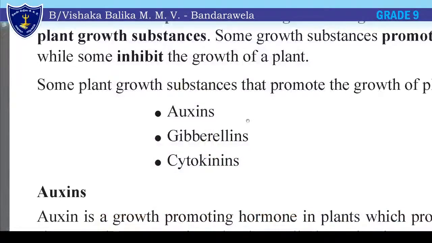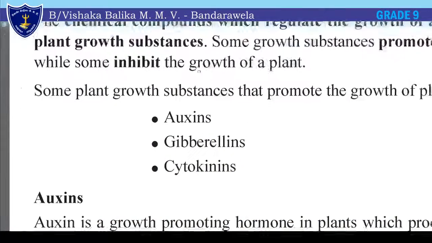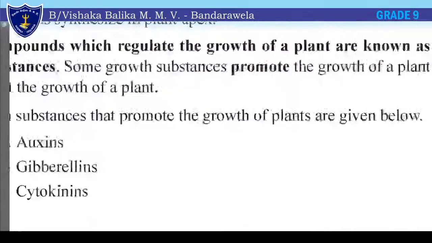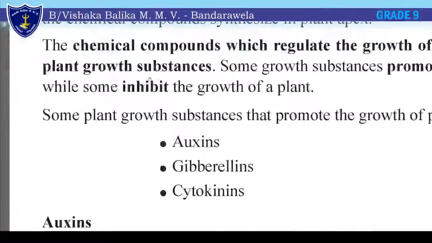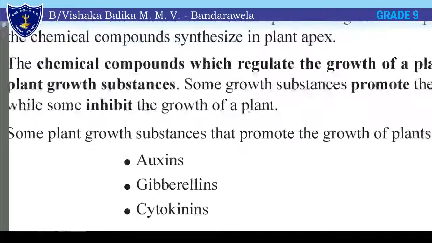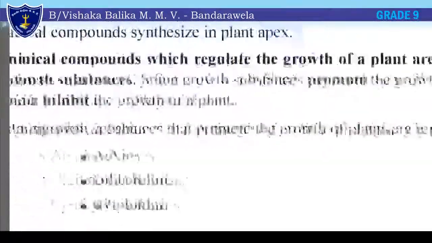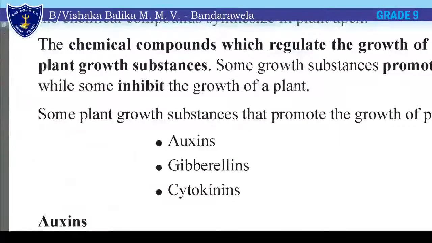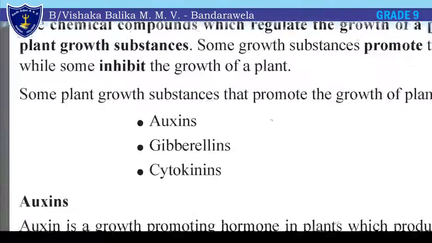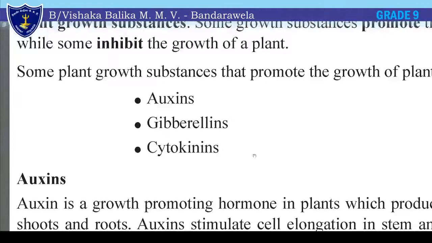You can see plant growth substances. Some growth substances promote the growth, and some growth substances inhibit the growth of a plant. They are chemical compounds which regulate the growth of a plant, and they are known as plant growth substances. So what are the growth substances that we need to study? They are auxins, gibberellins, and cytokinins. All of these are growth promoters.